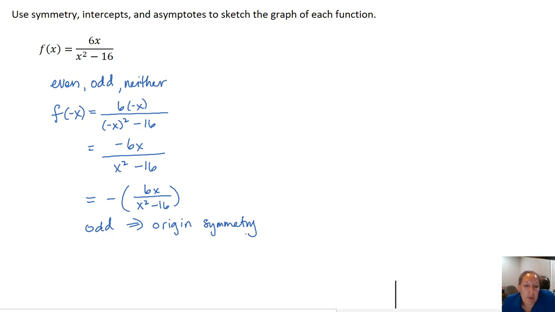So origin symmetry means that everything that's in quadrant 1 is going to have a mirror image in quadrant 3 and vice versa, and the same relationship is going to happen in quadrants 2 and 4.